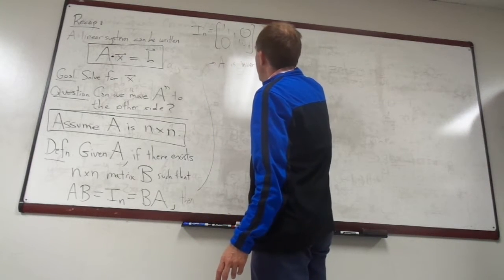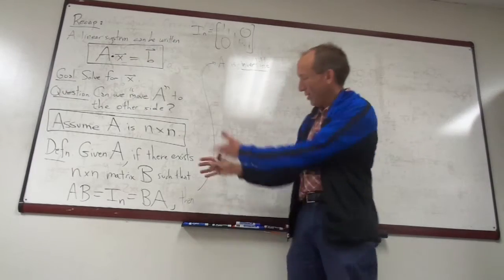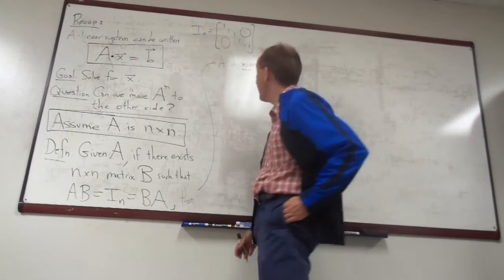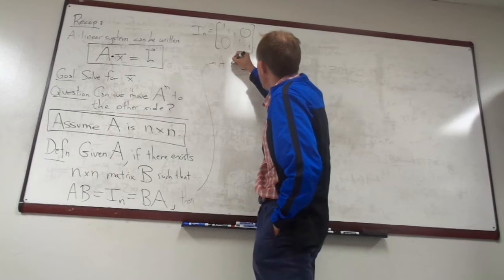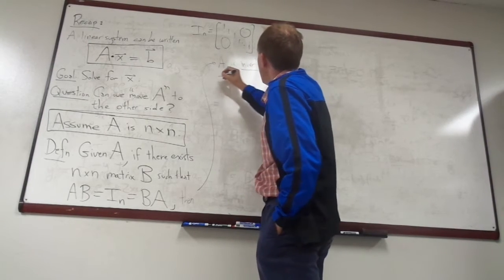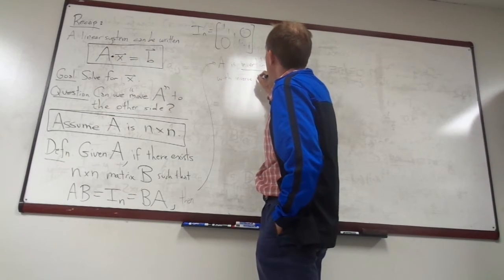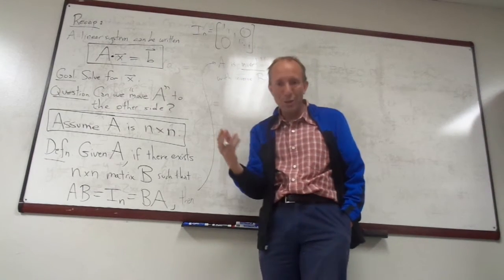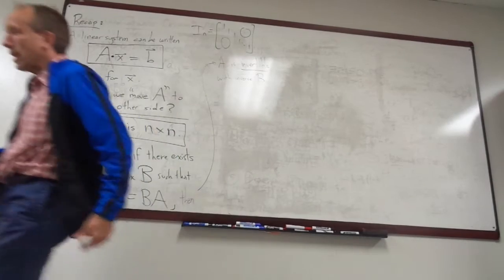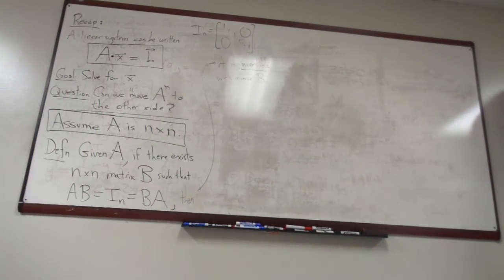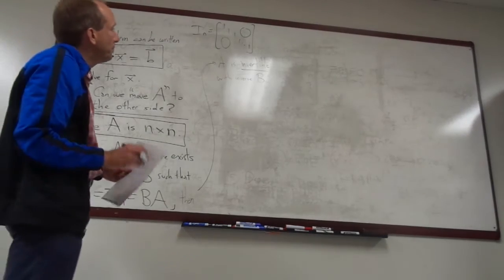And so is B for that matter. It's kind of a symmetric definition anyway. So A is invertible with inverse B. So B is like an inverse for A. Okay, so A and B are inverses in this case. We call B an inverse of A.